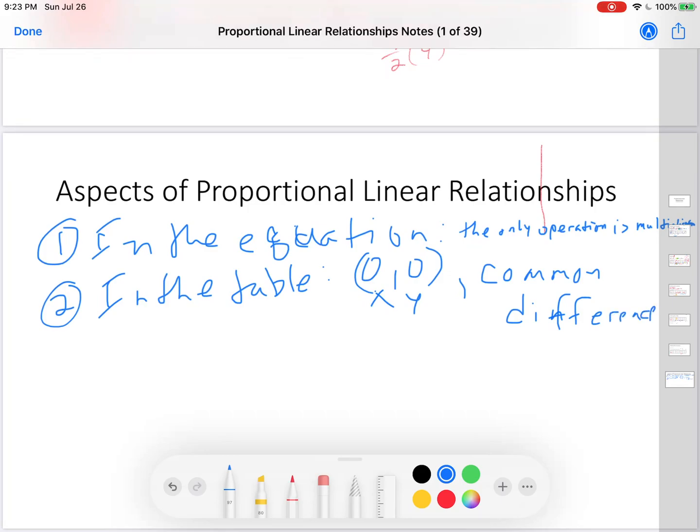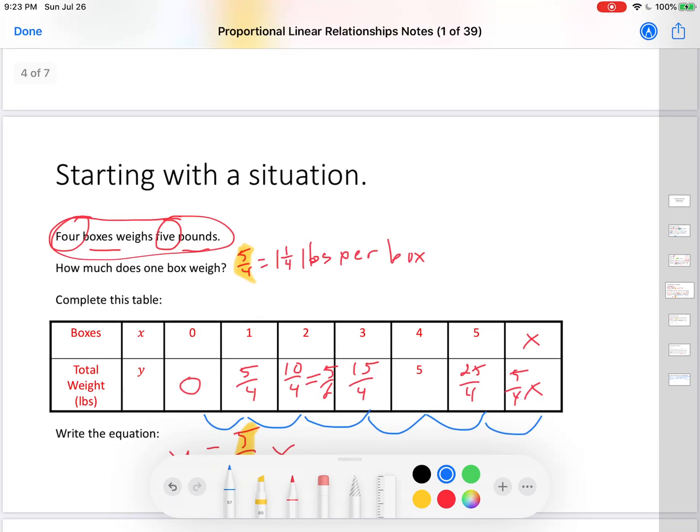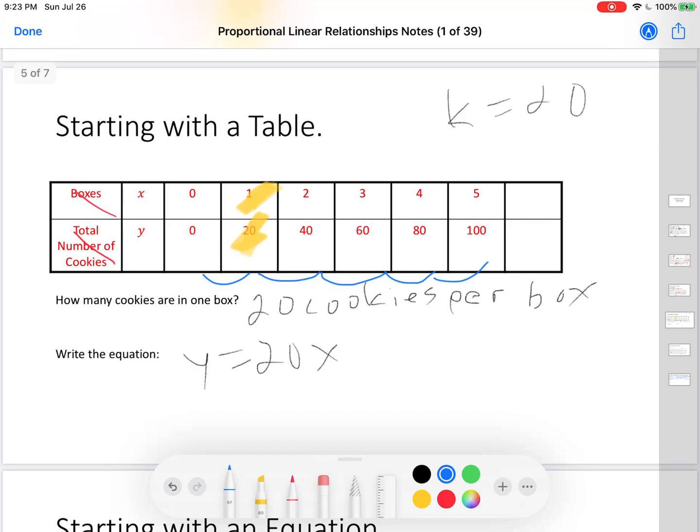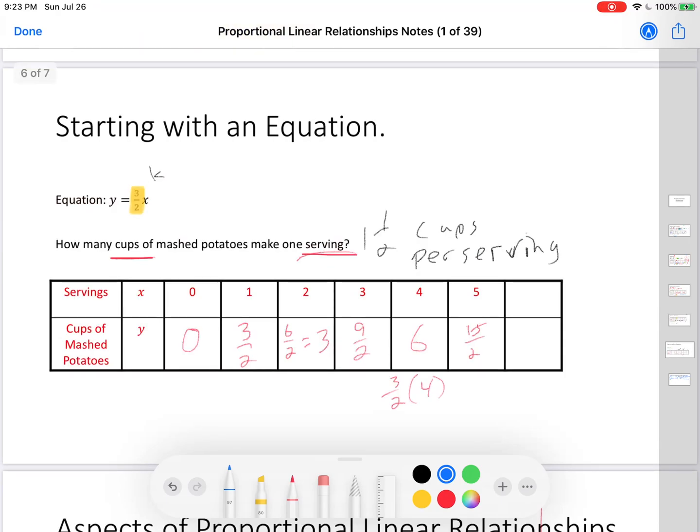Now let's just look at the situation. There's the situation, 4 boxes weighs 5 pounds. That's the only information we're given. How many cookies are in one box? 20 cookies in a box. How many cups of mashed potatoes to make 1 serving?